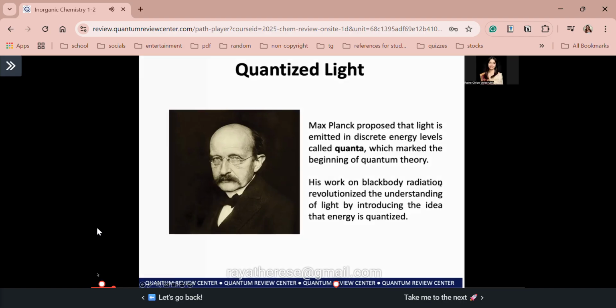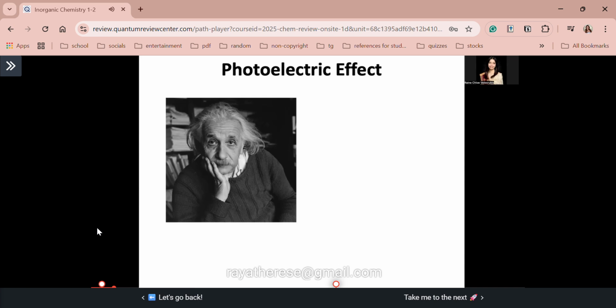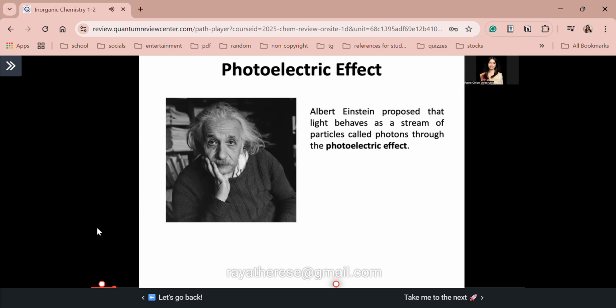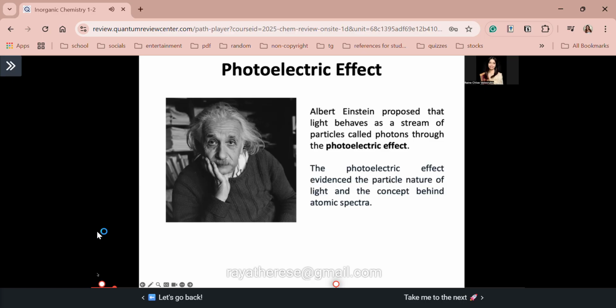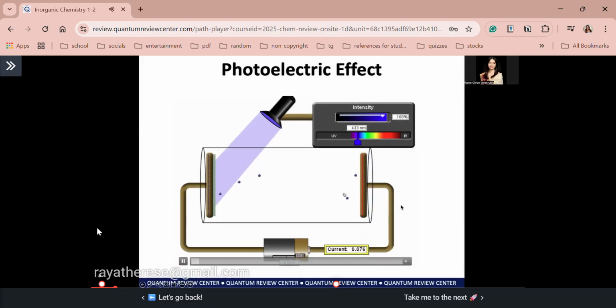Okay? Now, who is this? Any guess? Yes, it's Albert Einstein. He built on Planck's work on quantized light by discovering that light behaves as a stream of particles called photons through the photoelectric effect. The photoelectric effect served as evidence that light acts as a particle. So let's see how the photoelectric effect happens. So light with a certain frequency and wavelength of 433 nanometers, okay, is being shone on a metal surface. Here, you see electrons are being ejected or kicked out from the metal surface, which is the very proof that light behaves as a particle.